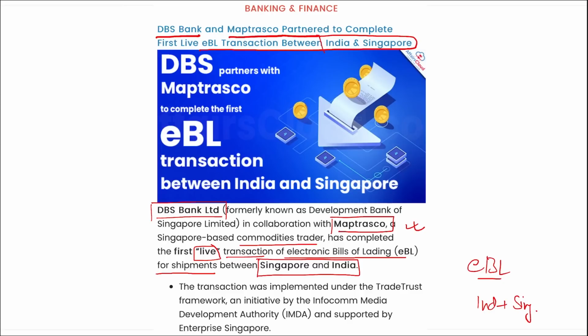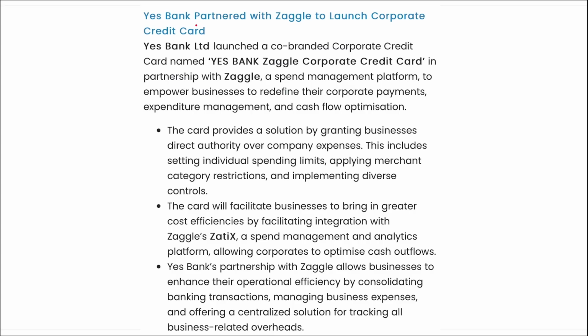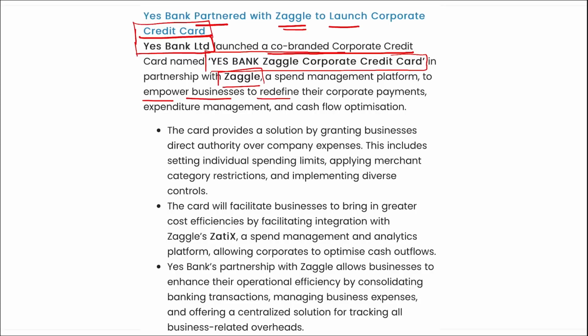Next, Yes Bank partnered with Zaggle to launch a co-branded credit card. Important, so it is your Yes Bank. They have launched a co-branded corporate credit card that was named Yes Bank Zaggle Corporate Credit Card. It is in partnership with Zaggle, a spend management platform, and it is to empower the businesses to redefine their corporate payments, expenditure management, and cash flow optimization.